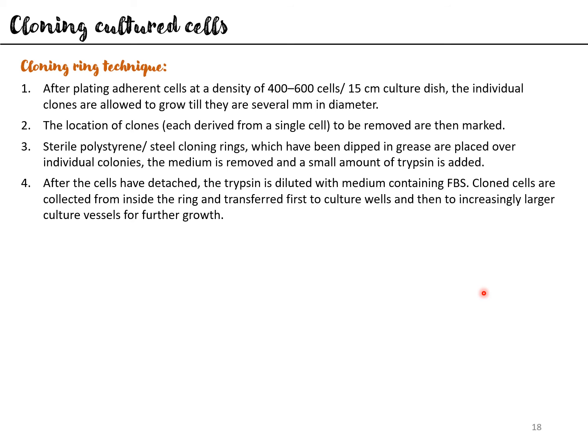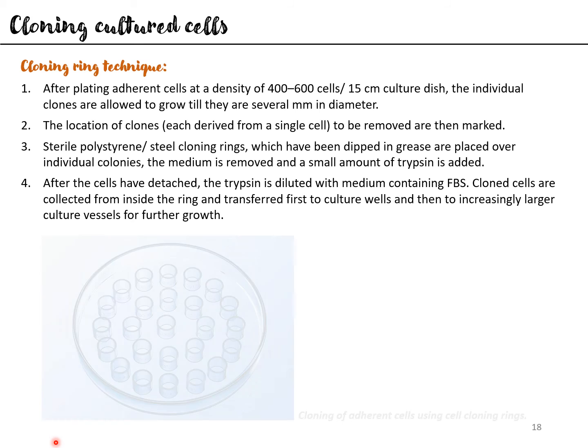After the cells have detached, the trypsin is diluted with medium containing FBS. Clone cells are then collected from inside the ring and transferred first to culture wells and then to increasingly larger culture vessels for further work. Just like in the dilution technique, once you have collected the cells, you grow them in increasingly larger culture dishes. FBS is your serum. When you add serum to trypsin, as we have already discussed, that will terminate the trypsinization process.